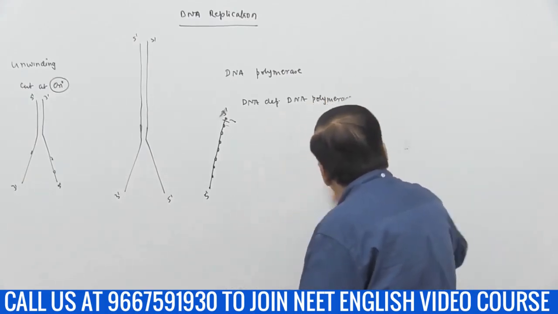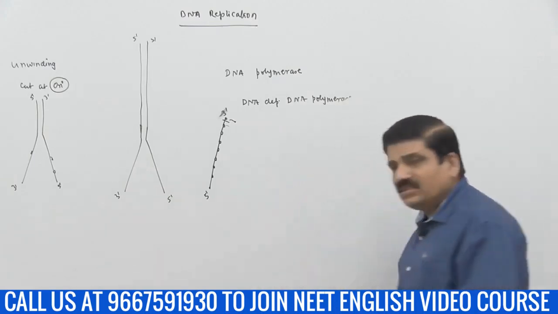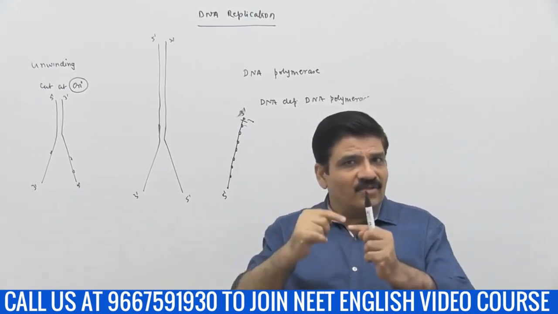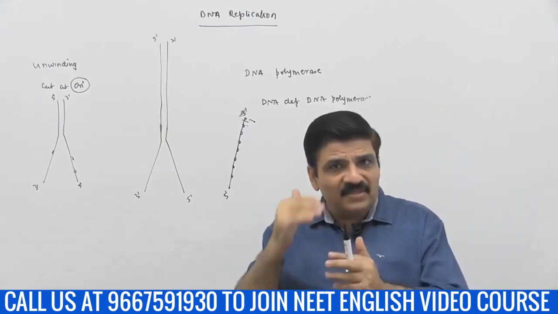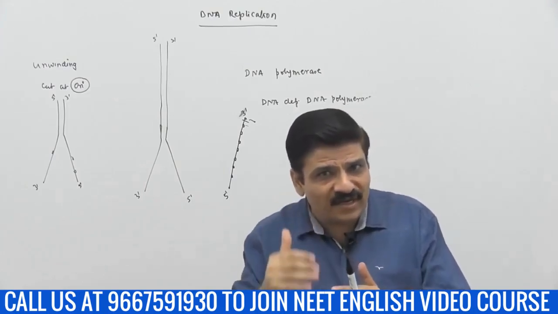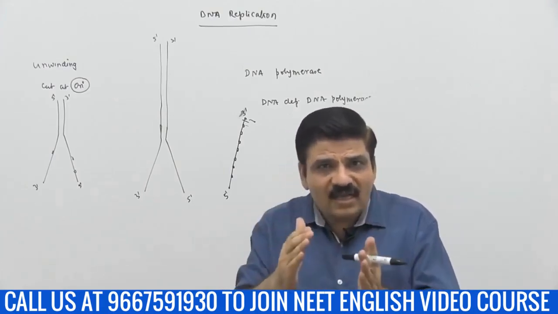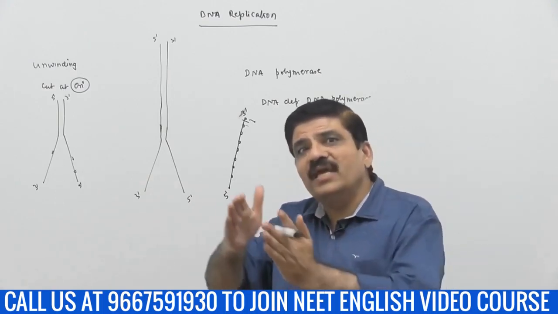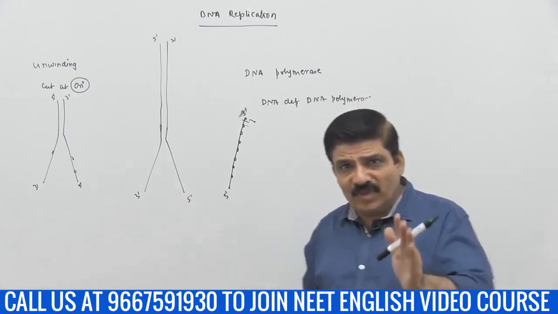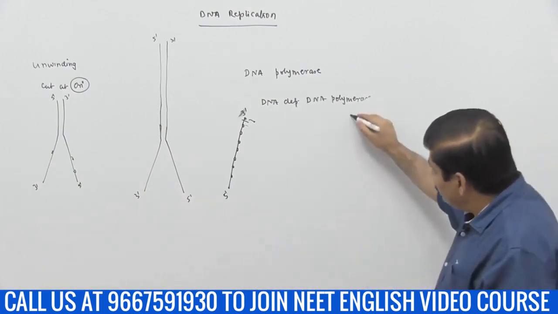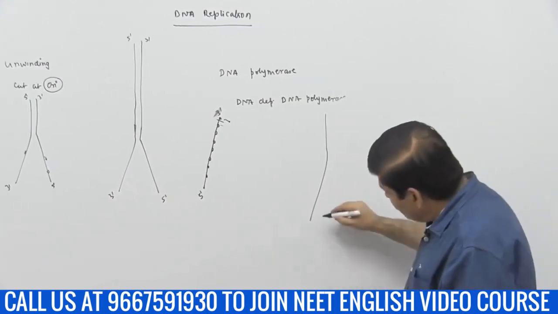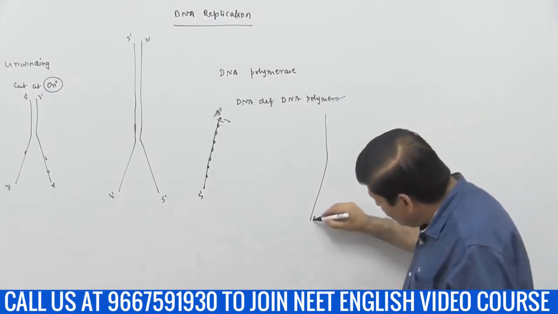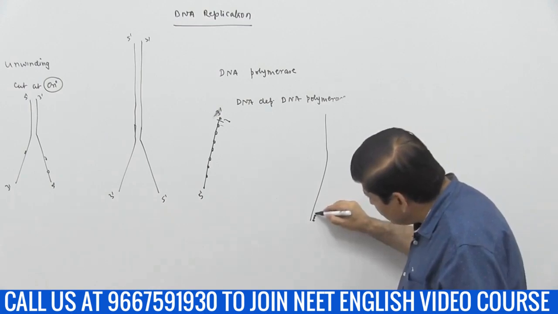One is that DNA dependent DNA polymerase cannot initiate the synthesis. That means it cannot add the initial nucleotides. It requires a sort of preformed strand that can be extended by the DNA dependent DNA polymerase, which means that if this is the strand that is being replicated, the initiation part cannot be done by the DNA polymerase. It will not be able to start the process.